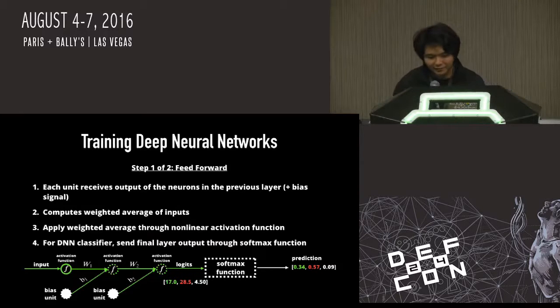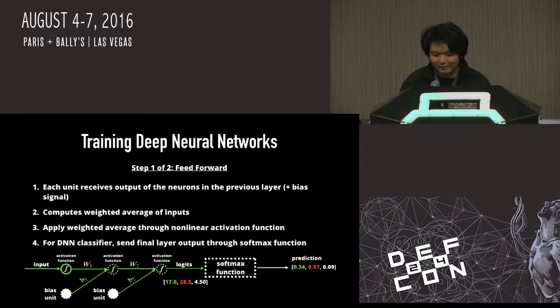The output of the first unit is weighted by W1, and then it goes on and on. Eventually, when it comes to the output layer, it outputs logits, which are just an array of numbers. It's fed through, most of the time, a softmax function for classifiers, which just scales it into a probability distribution. In this particular case, you see that this dummy vector that's output is 0.34, 0.57, 0.09.